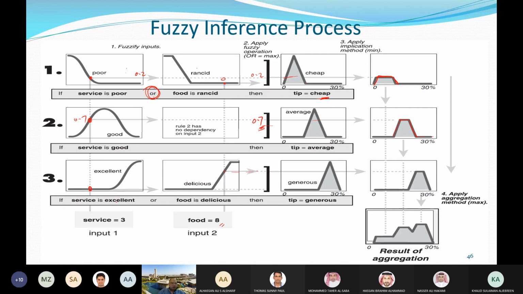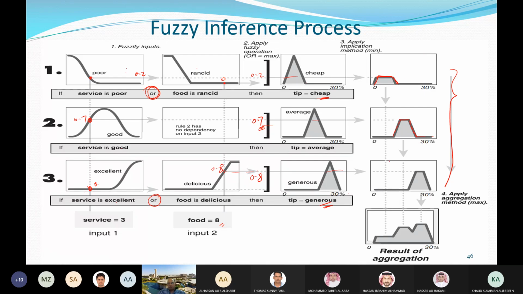The third rule, excellent, which is 0. You have OR here. The food is delicious. This is 0.8, for example. So OR is the maximum of 0.8 and 0. So it becomes 0.8. So this is the generous membership function. So we will cut it here at 0.8. And we will combine the whole output. The three rules here are fired, this by 0.2, this by 0.7, and this by 0.8. So we will combine them together.